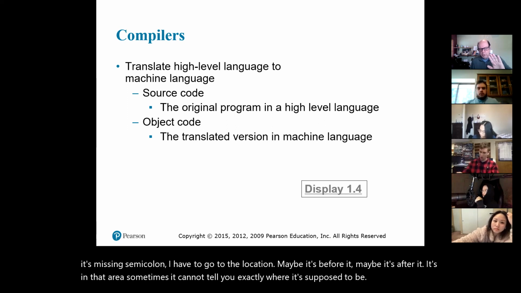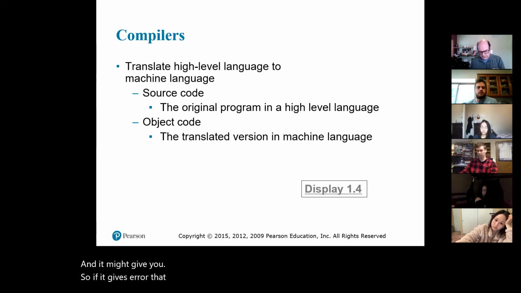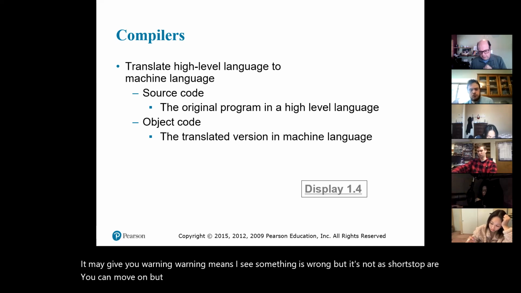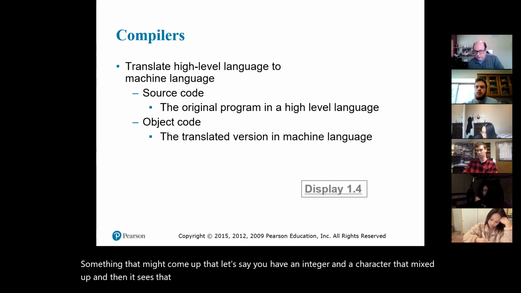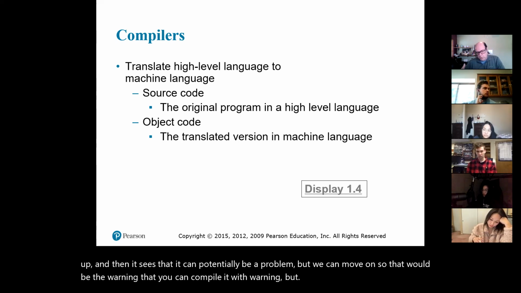If it gives an error, that means it cannot compile it till you fix it. It may give you a warning. A warning means I see something is wrong, but it's not a showstopper. You can move on, but maybe you want to fix this. Something that may come up is, let's say you have an integer and a character that are mixed up, and it sees that it can potentially be a problem, but we can move on. So that would be a warning. You can compile with a warning, but you cannot compile with an error. So it goes through that.